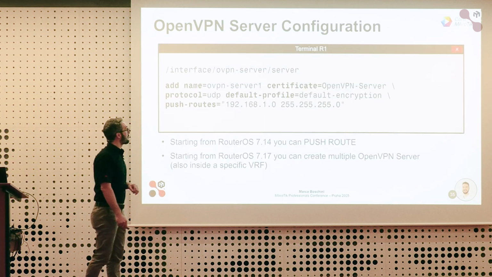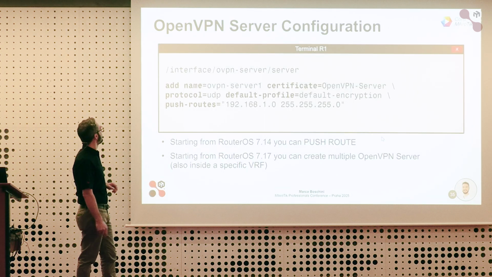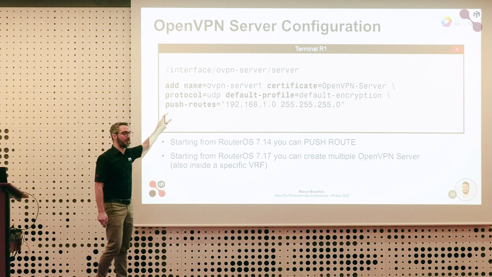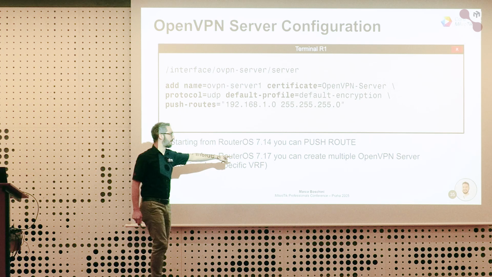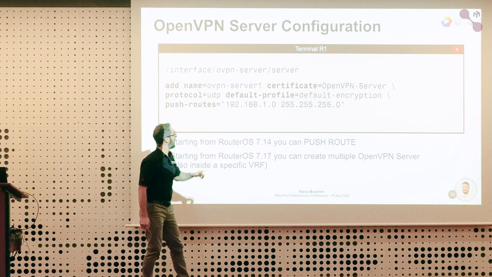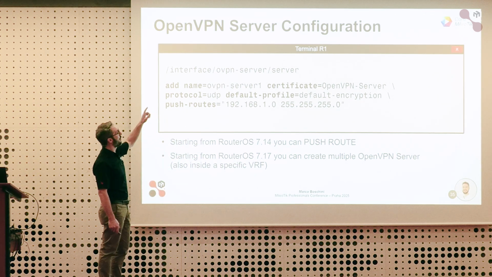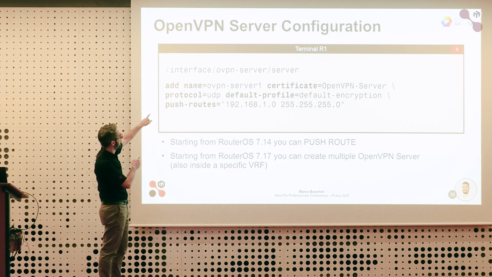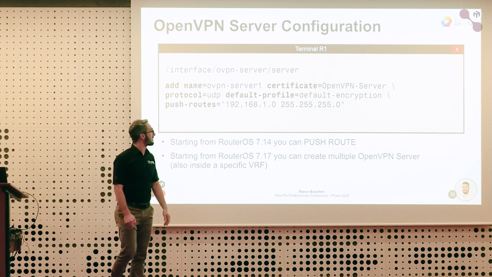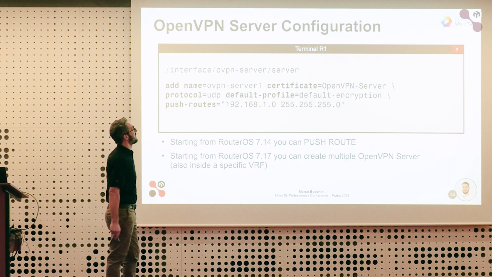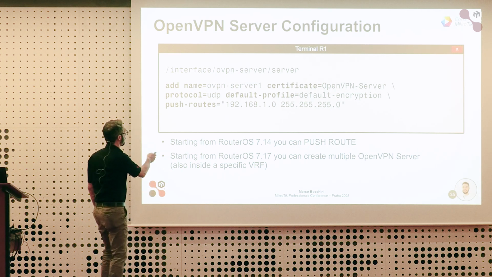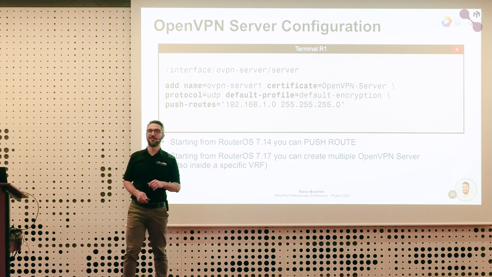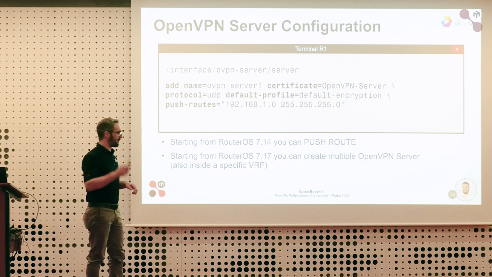The server configuration is quite simple. Please note that this configuration is from RouterOS version 7.17. We do not set the server, but add the server with OpenVPN server 1 as the name. You have to set the OpenVPN server certificate, the protocol, and the default profile with encryption.